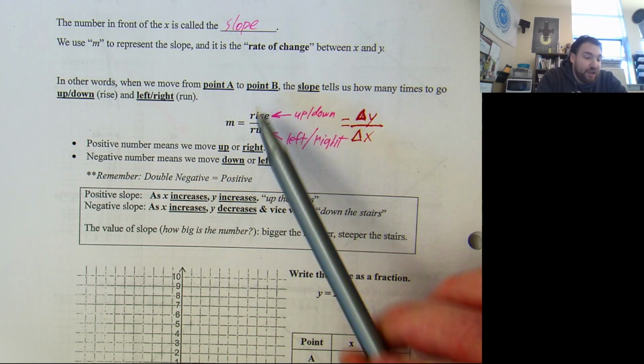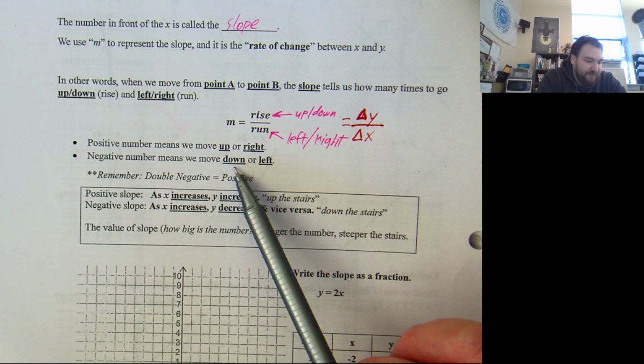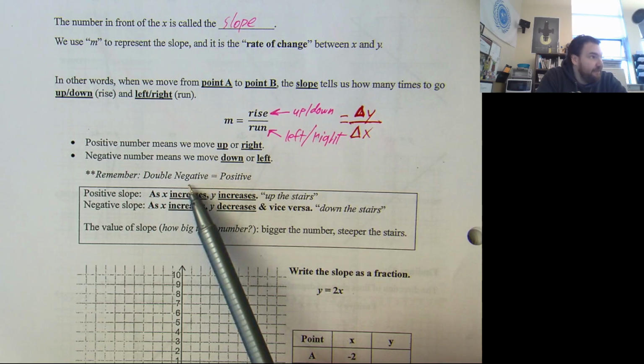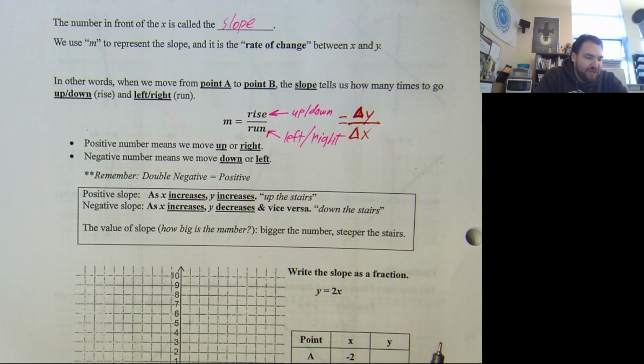So if this slope here is positive, it means we're moving up and right. If the slope here is negative, it means we're moving down or left. If they're both negative, this is the same as having a positive slope. So let's actually go play with it.